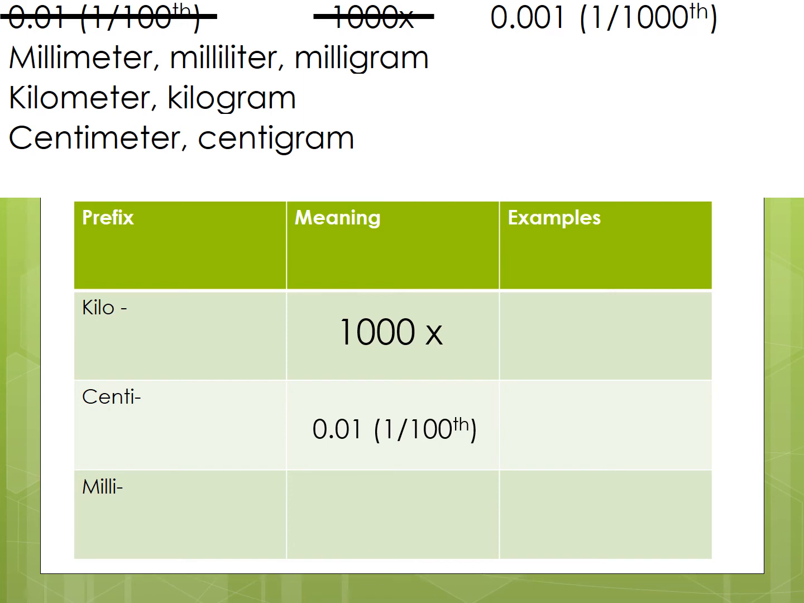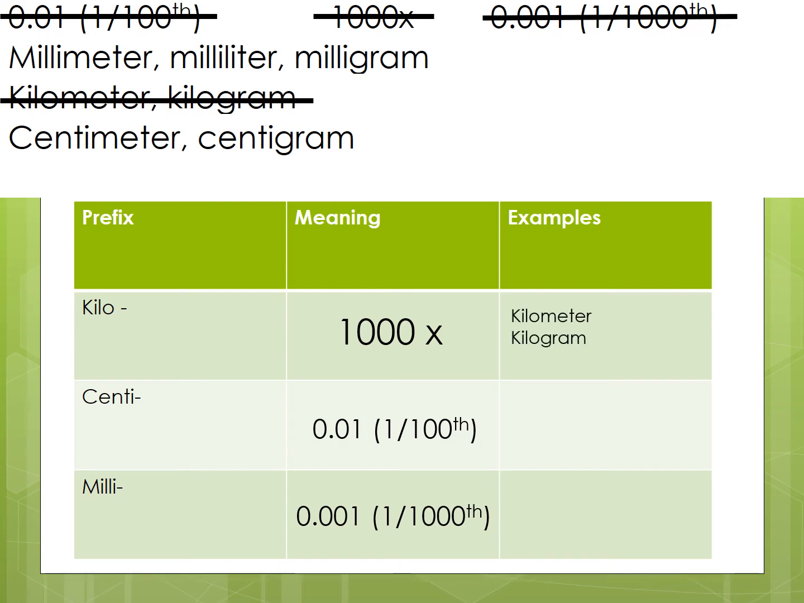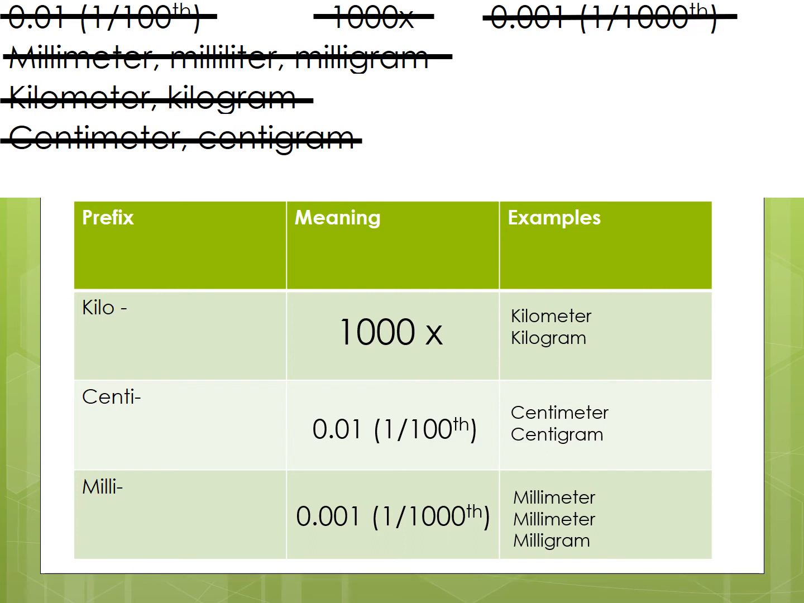Centi is 1/100th, just like a century is 100. 1/100th, or 0.01. And milli is 1,000th, or 0.001, which means millennium is like 1,000, so it's 1,000th of a year. Or a year is 1,000th of a millennium. Examples of kilo, you have kilometer, kilogram; centimeter and centigram for centi; and for milli, you have milliliter, milligram, and millimeter.